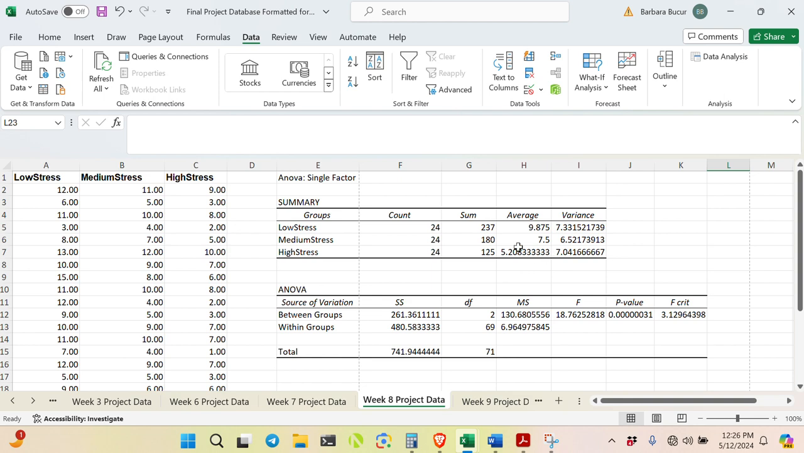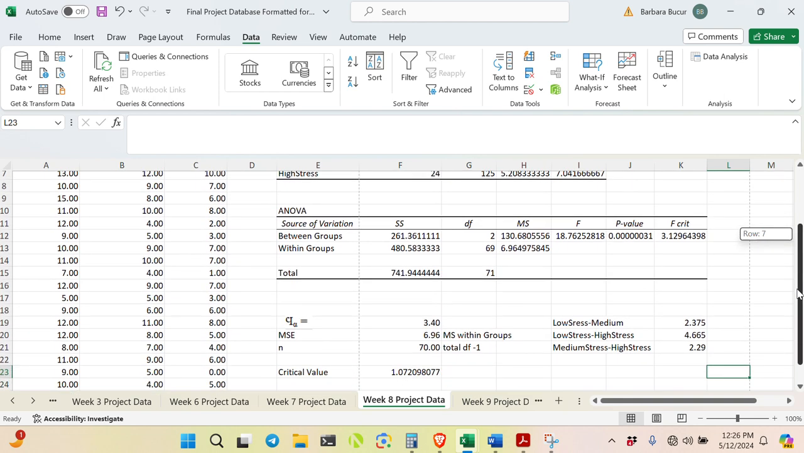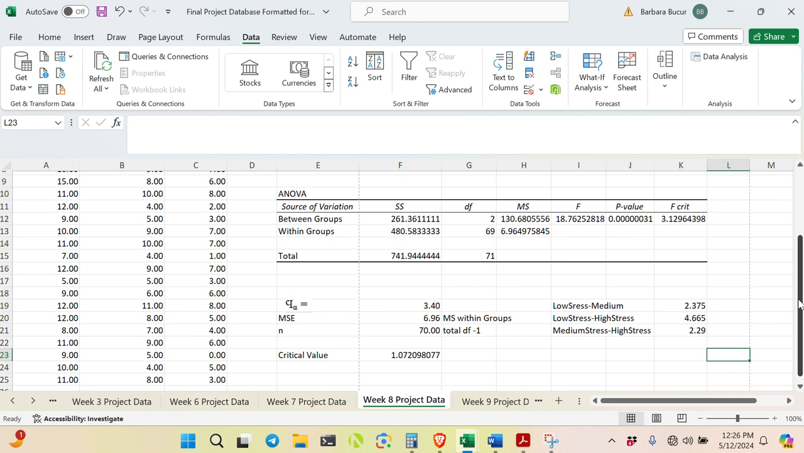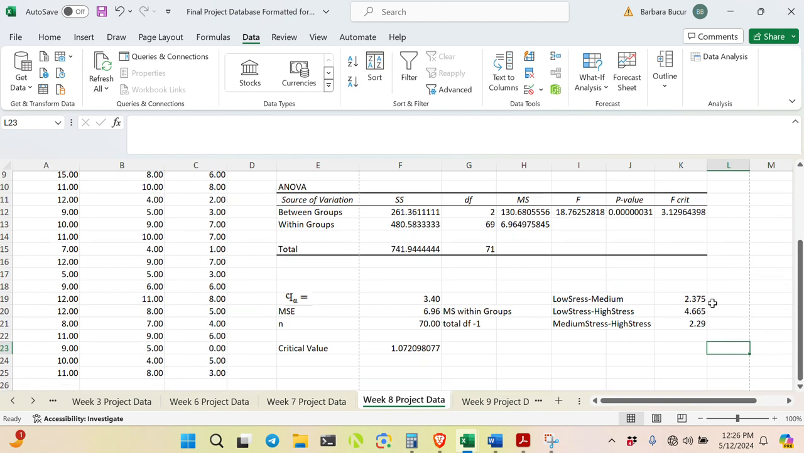So there's a numerical difference, obviously, but what we did with the post hoc test was to see if the difference was significant, so statistically significant. And then you would say the medium stress condition performed significantly better on the recall test than the high stress. And you need to do this using APA format.